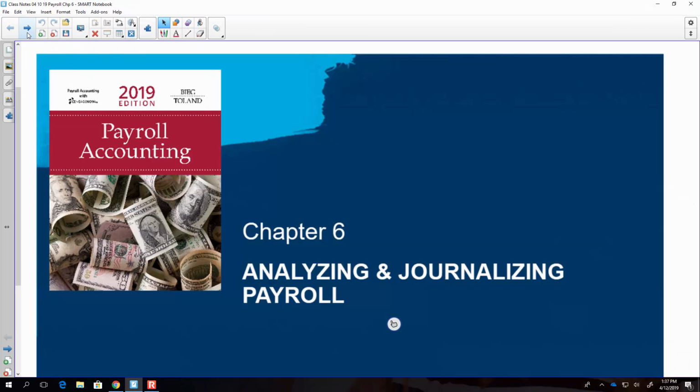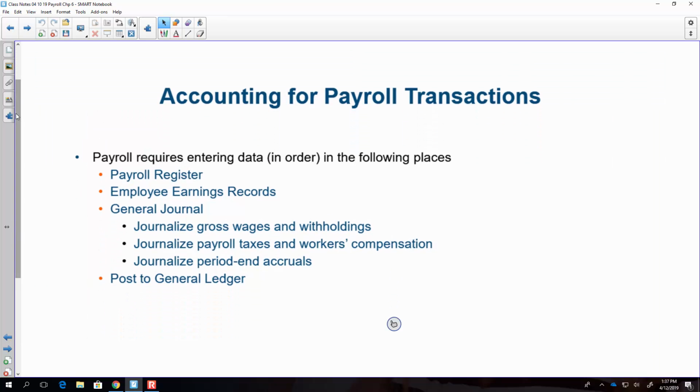So if I bring up the chapter notes here, the basic processes or functions that we're going to do in chapter 6 is recording our payroll entries in a general journal, not only the wage or the payroll itself, but also some of those other things that we have to pay in, like our 941 deposit, and that's what the payroll taxes are about, and also recording maybe a couple of year-end or month-end accruals and a short discussion on workers' compensation.